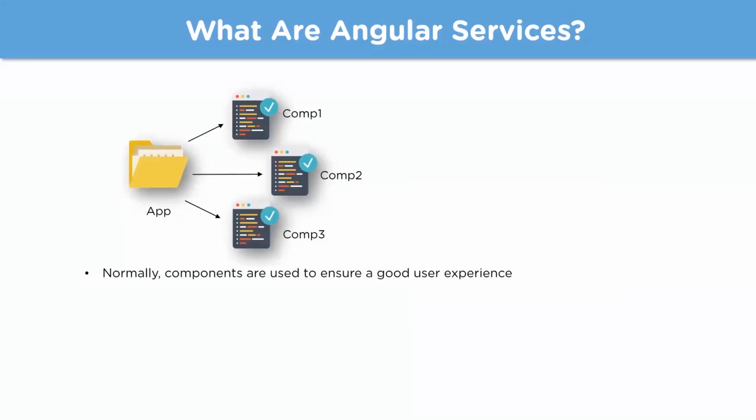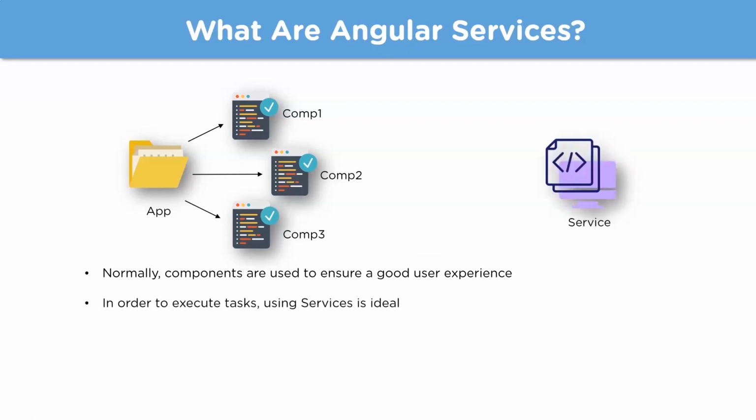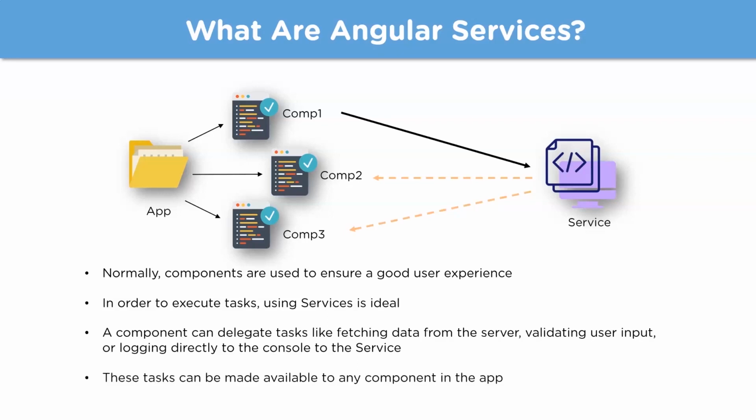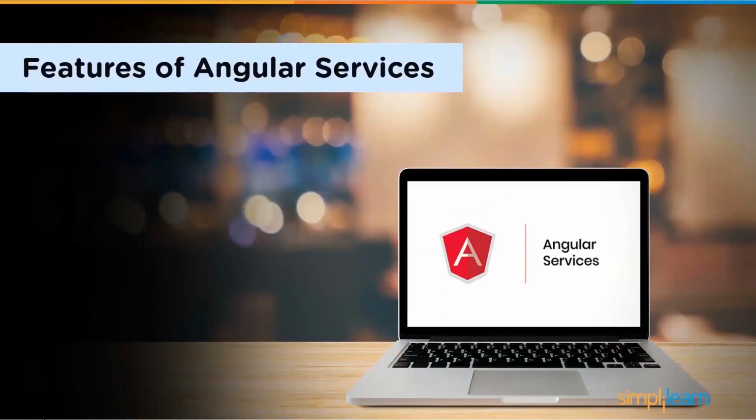So normally components are used to ensure a good user experience. Now that is the extent of it. Components make sure that whatever is being rendered onto the screen is right and pristine. But in order to execute tasks, we make use of services, and this approach is ideal. So a component can basically delegate tasks like fetching data from the server, validating user input, or logging directly to the console to a particular service. And these tasks can be made available to any component in the app. So now let's talk about a few features of Angular services.